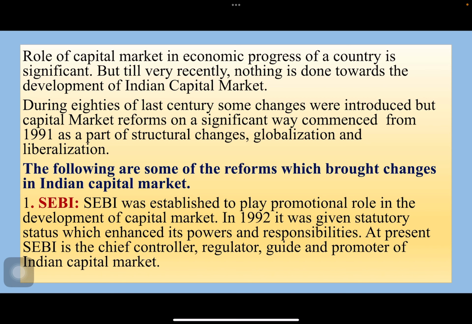Role of capital market in economic progress of a country is significant, but till very recently nothing was done towards development of Indian capital market. During the 80s of last century, some changes were introduced, but capital market reforms in a significant way commenced from 1991 as a part of structural changes, globalization and liberalization. The following are some of the important reforms.